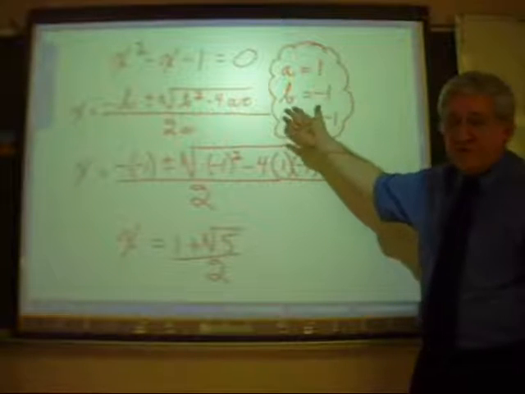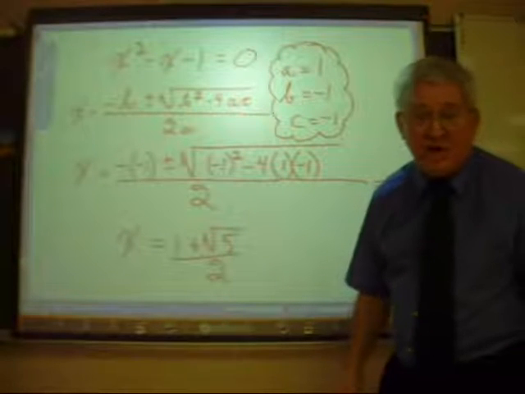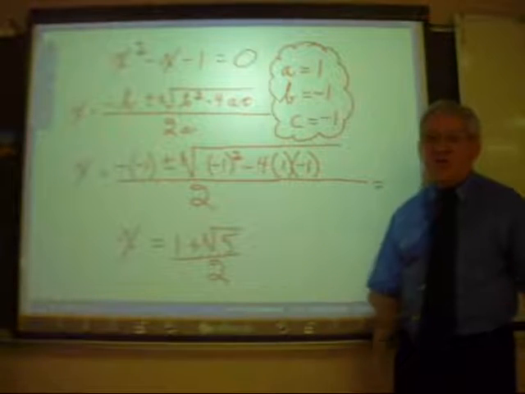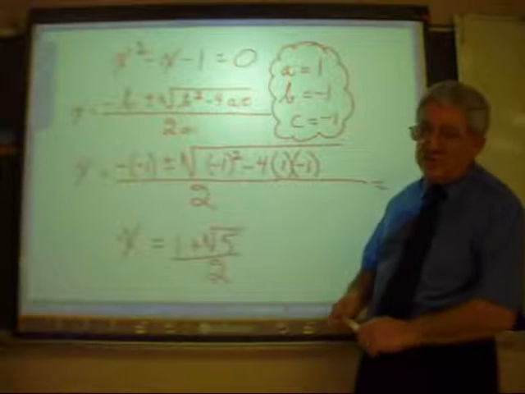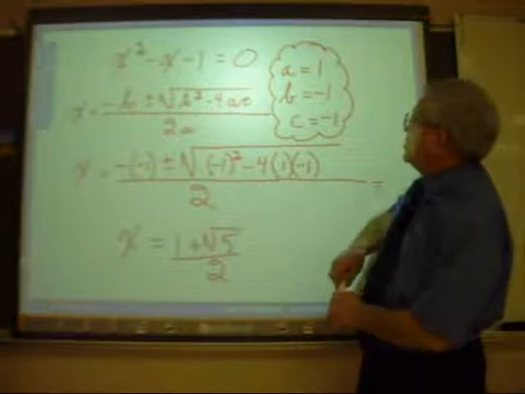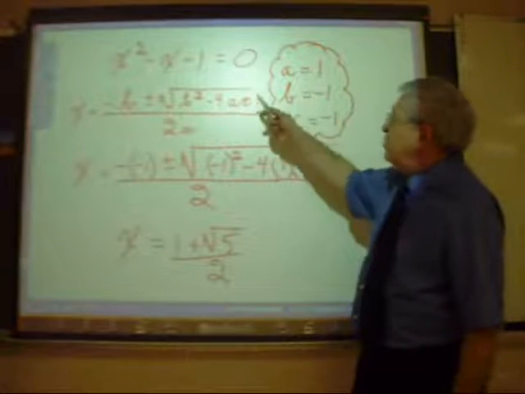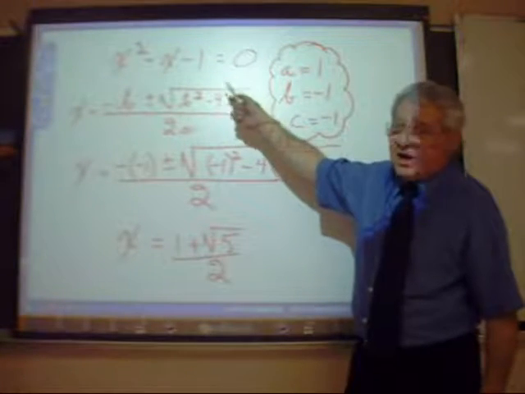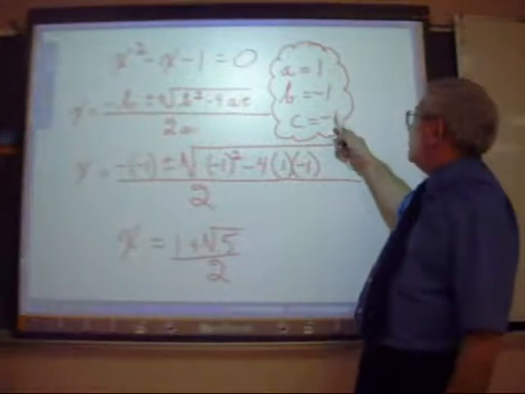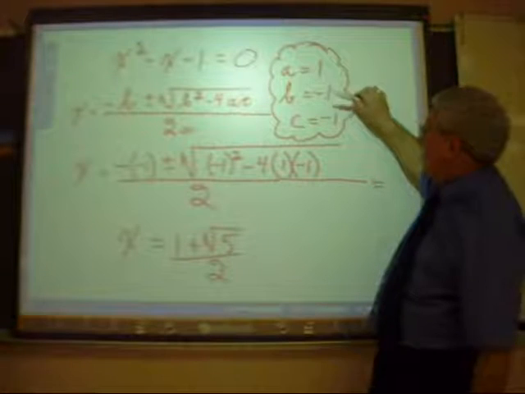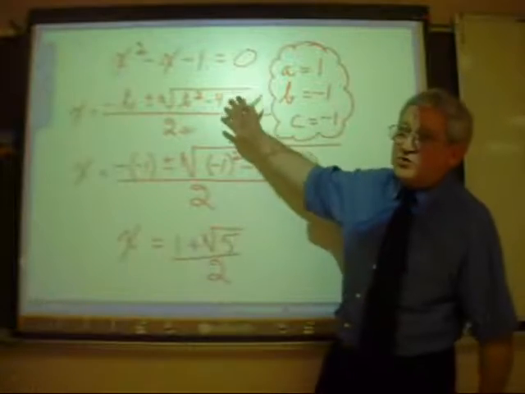Here's our quadratic formula. The quadratic formula is x equals negative b plus or minus the square root of b squared minus 4ac, all divided by 2a. The a, b, and c are the coefficients, the numerical values of each of the terms. So the numerical coefficient of x squared is a, which is 1. b is the numerical coefficient of x, which is negative 1, and c is the constant term, negative 1. So we have a is 1, b is negative 1, c is negative 1. We substitute those values into the quadratic formula.